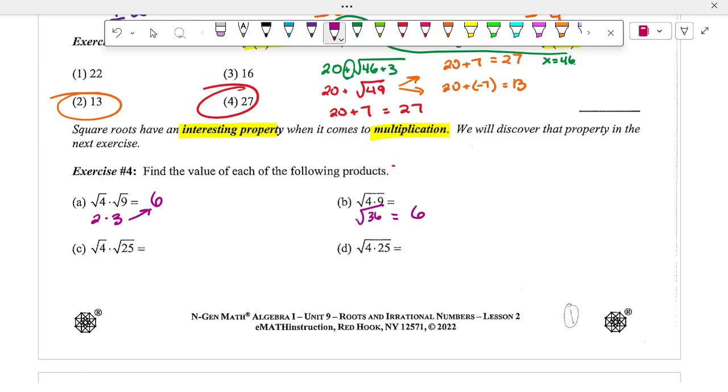Oh, wait, so that would be 2 times 5. That equals 10. So for right now, with simplifying, we're just worried about the positive. The plus minus doesn't really come in until solving. So just for right now, just worry about the positive.